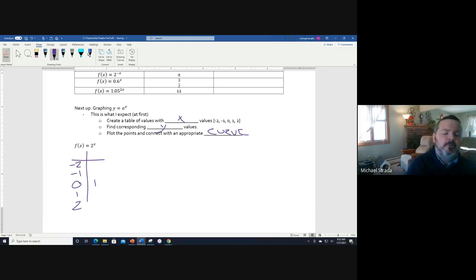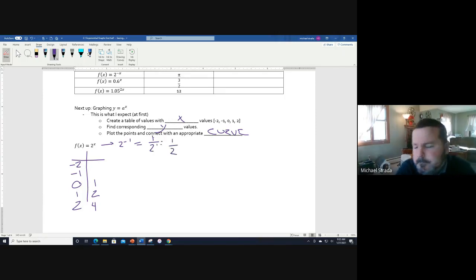All right. 2 to the 1 would be 2. Anything to the 1 power is the base. And then 2 squared would be 4. All right, now when you start dealing with the negatives. So for example, 2 to the negative 1. Recall from algebra 1 and algebra 2, a negative exponent is simply 1 over the positive. All right. So negative 1 will always just be the reciprocal of the base, in this case, 1/2.